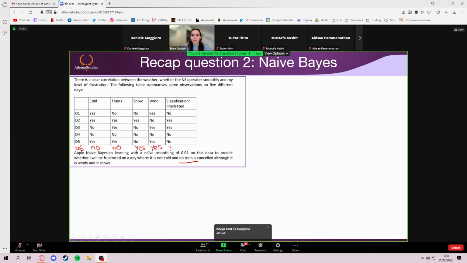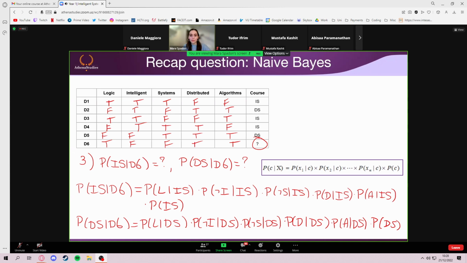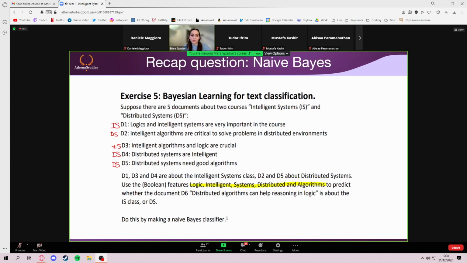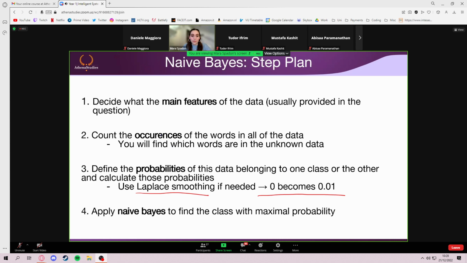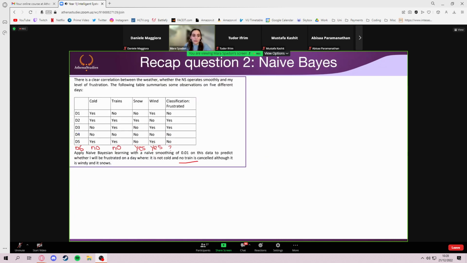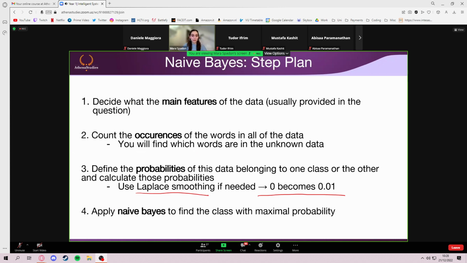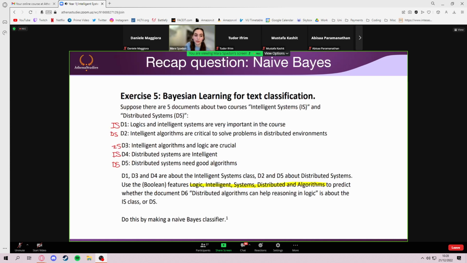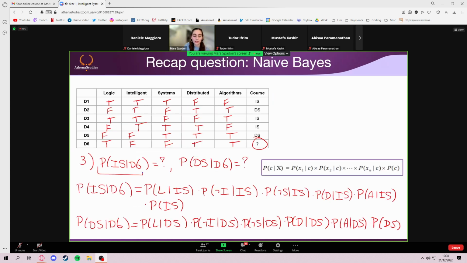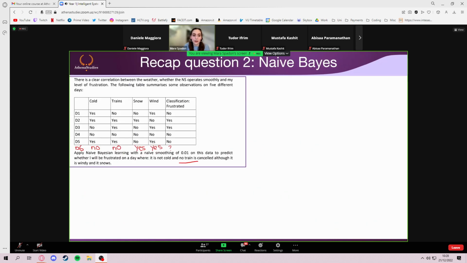Like I said, for the first two steps we had to define this table, but this has already been given to us, so we don't have to do the first step. The second step, we just did pretty swiftly. We just said no, no, yes, yes. So then we go on to the third step, which says define the probabilities of this data belonging to one class or the other. So remember here we said probability given D6. In our case, how would I write those two probabilities down? Again, it's given D6, but what do I want to find out?